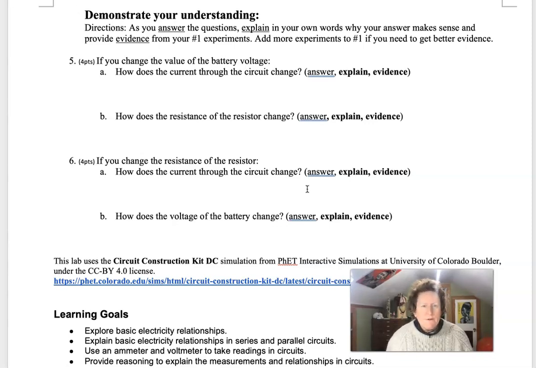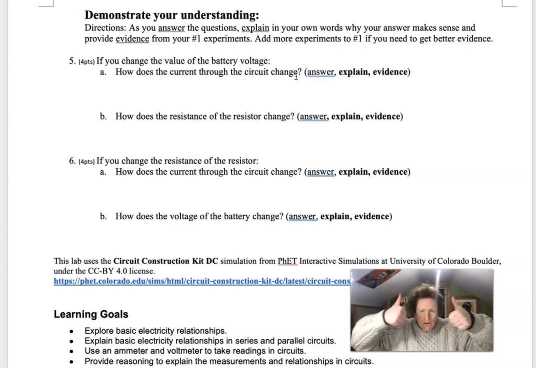So let's demonstrate our understanding here. If we change the value of the battery voltage, what happens? Well, we kind of explored that before. We're looking particularly here at how does the current through this circuit change? And this time we have to be very specific. We have to answer, say, if we increase the voltage, the current goes up, and we have to give some numbers.